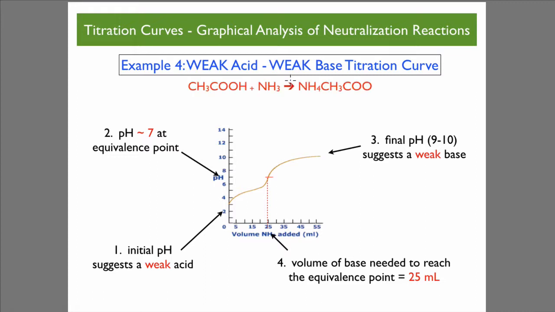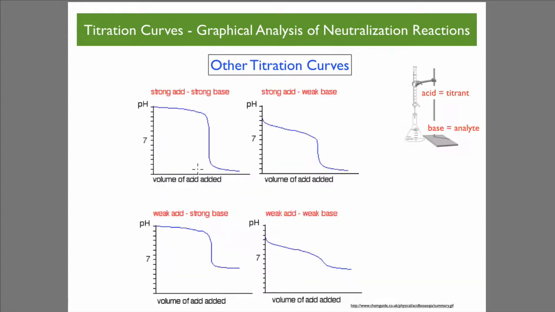In this case, an example could be ethanoic acid and ammonia. And obviously, with the weak acid and weak base, we're going to get a neutral salt. And like I said, it does depend slightly on their relative strengths.